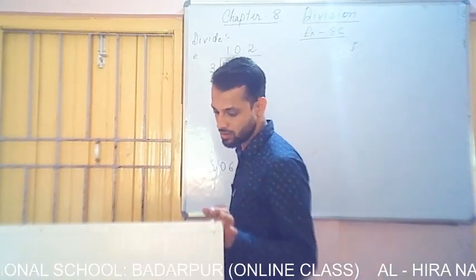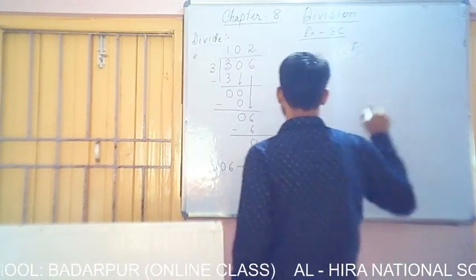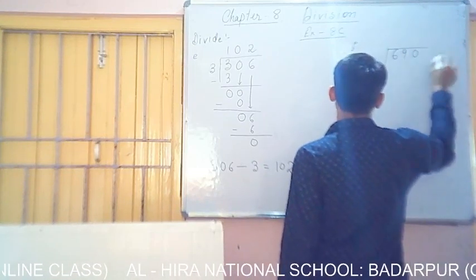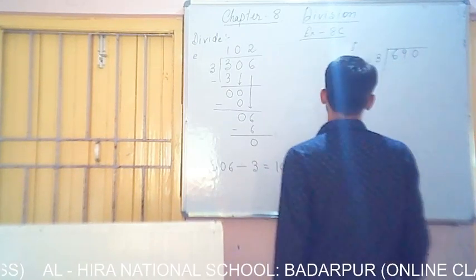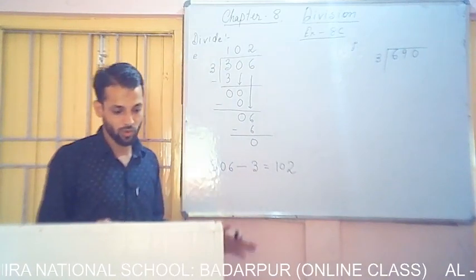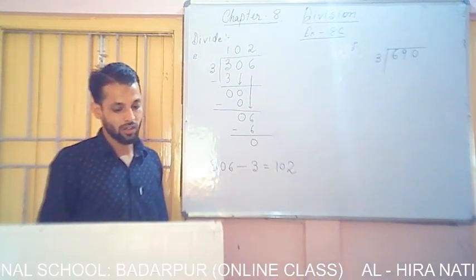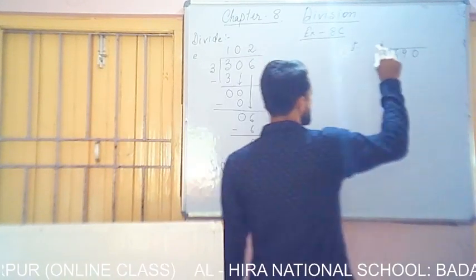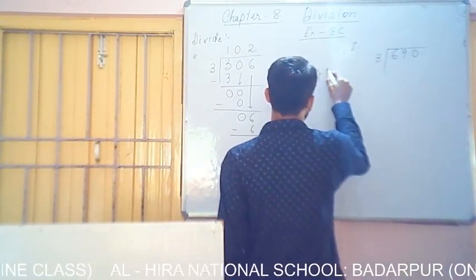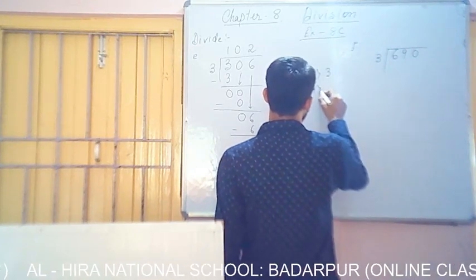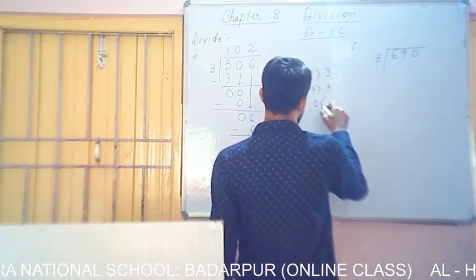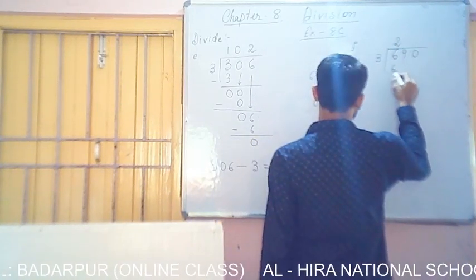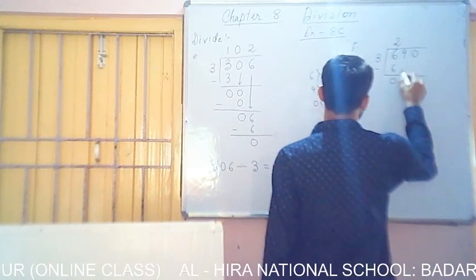F. 690 divided by what? Divided by 3. So here you see 6 is greater than 3. Again 9 is greater than 3. But 0 is less than 3. So 3 2s are what? 6. 6 minus 6, 0.